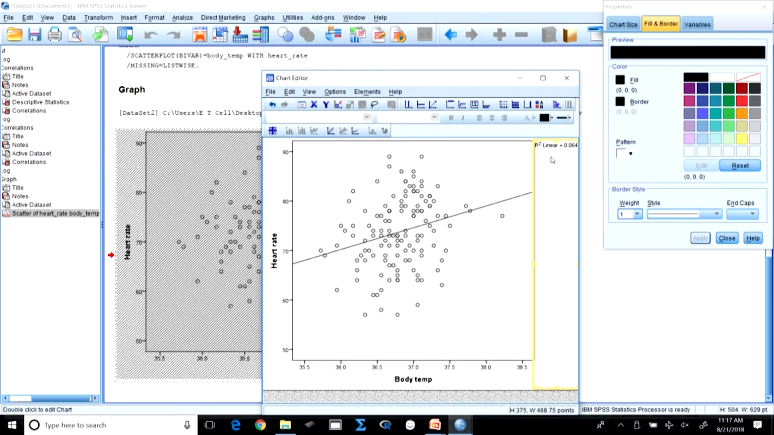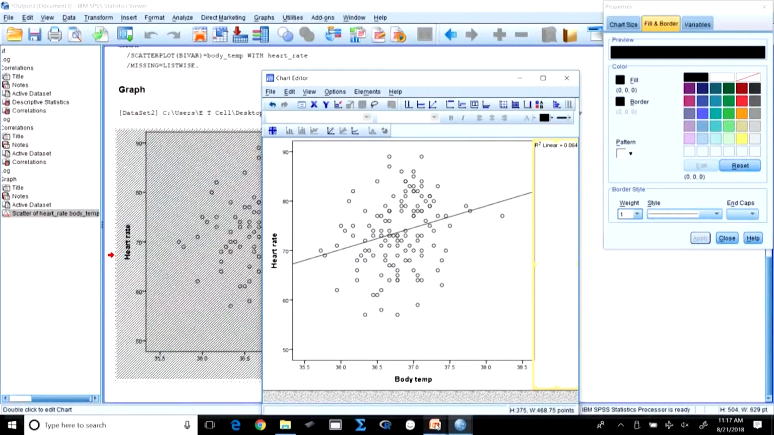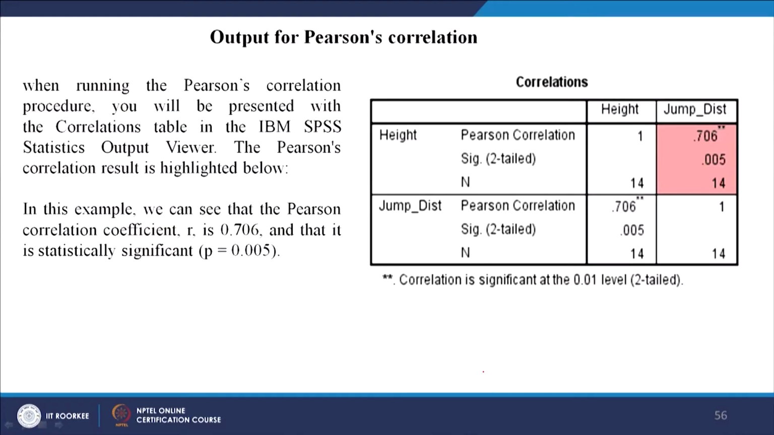So, you can find out the relationship between R and R square, and thus you can say the correlation value is this much. Okay. So, this is the use of the scatter diagram. It helps you to give a visual look.